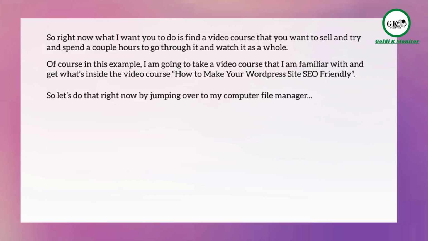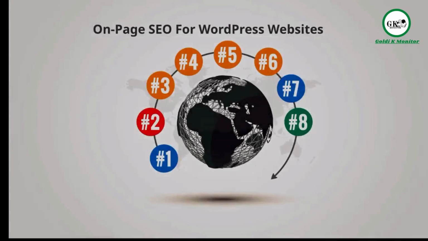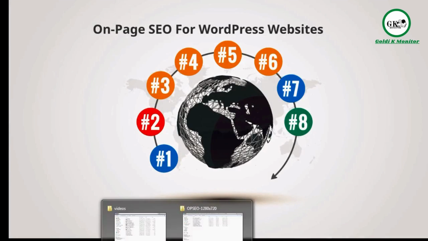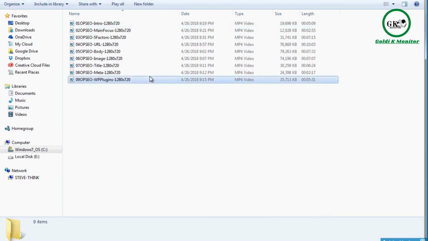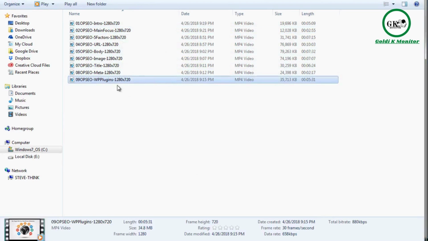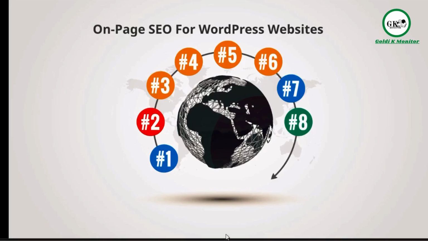So let's jump over right now to my computer file manager, and I'm going to open this course up and walk through it and analyze it so that you have a better understanding of how to do the same with the video course that you are selling. Okay, so I've got a 9-part video course on WordPress on-page optimization. We've got 1, 2, 3, 4, 5, 6, 7, 8, 9, and I'm going to play these so that we can get an idea of what's inside of them. We've got the first video here. I'm going to go ahead and play it.